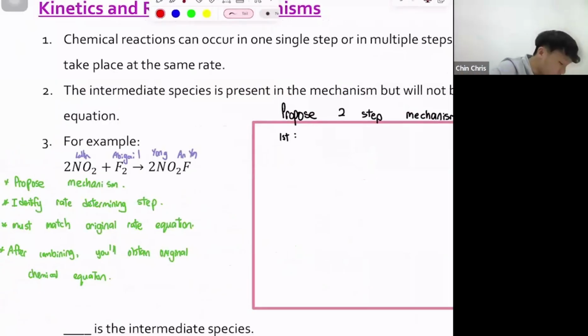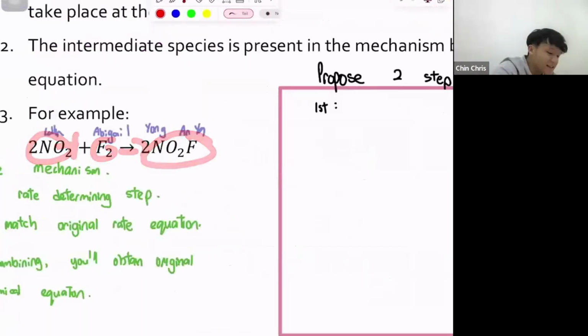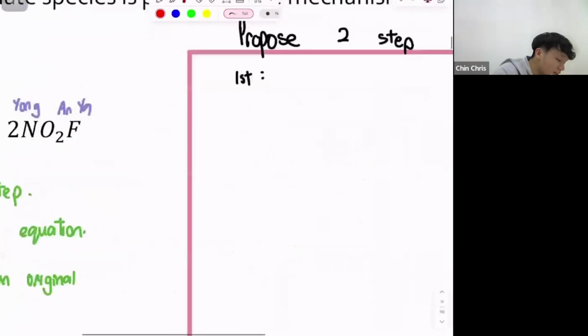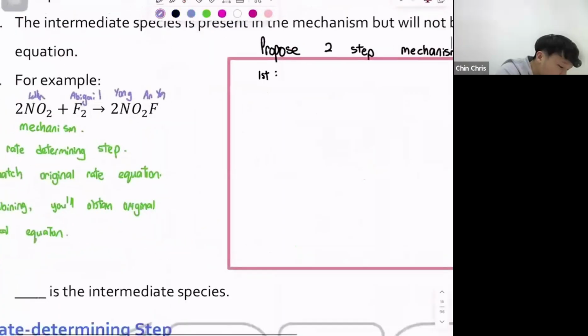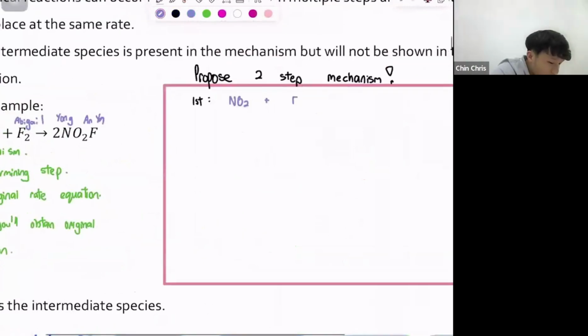Oh, interesting, you're junior. All right, so you see, let's say we have these two fellas dating and eventually marrying. Just imagine that. So guys, first step. I'm just gonna take one of the reactants, NO2, and it can react with F2. So this is how they met.